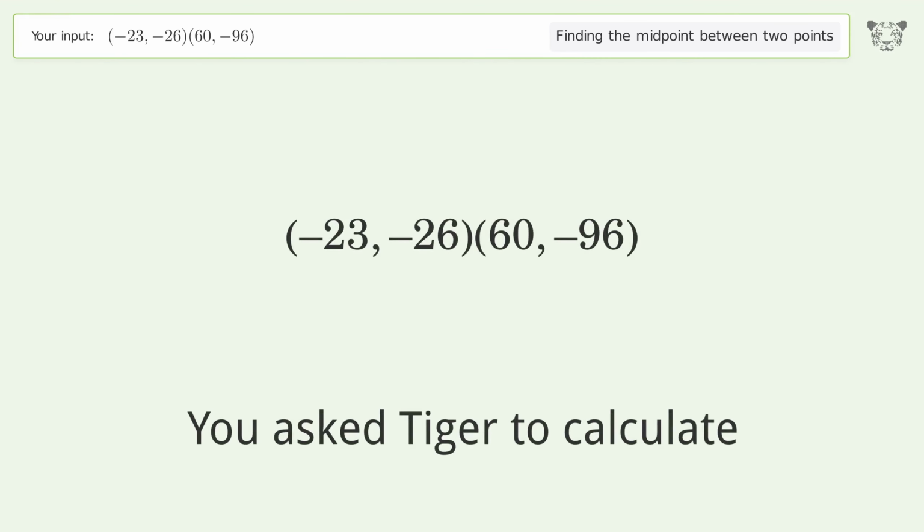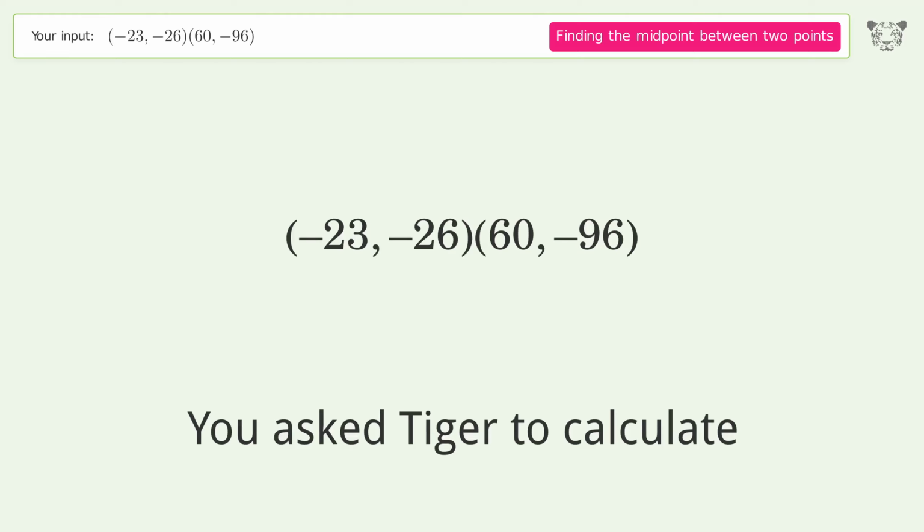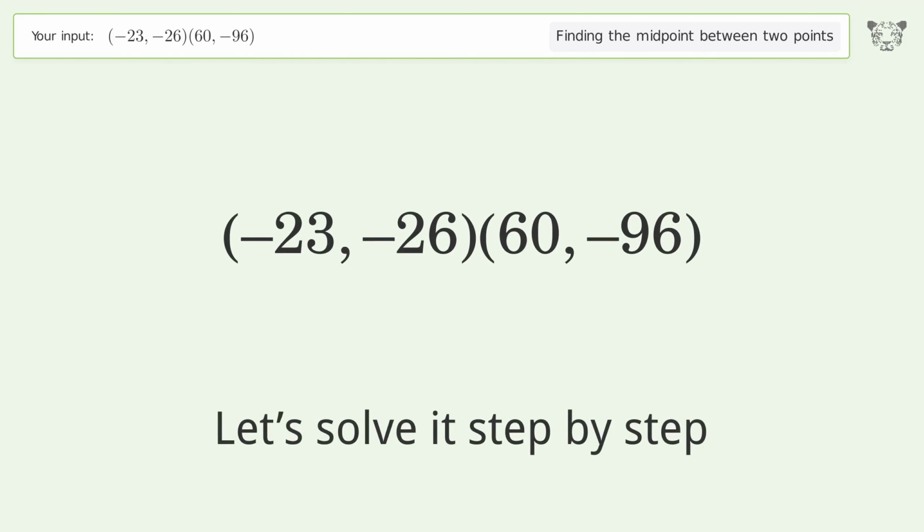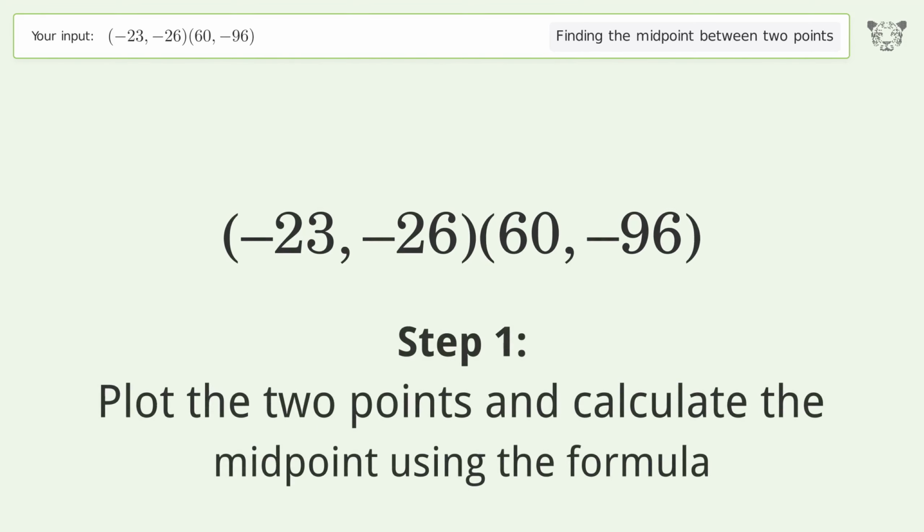You ask Tiger to calculate. This deals with finding the midpoint between 2 points. The midpoint between the 2 points is 18.5, negative 61. Let's solve it step by step. Plot the 2 points and calculate the midpoint using the formula.